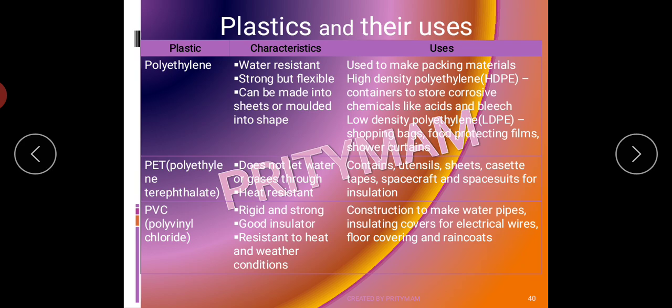In detail, let us study some of the plastics, what their characteristics are and where they are used. Polythene or polyethylene. This plastic is water resistant, strong and flexible, and it can be made into sheets or molded into shapes. And what are its uses? It is used to make packing materials. High density polyethylene, HDPE, containers are used to store corrosive materials, chemicals like acids and bleach.